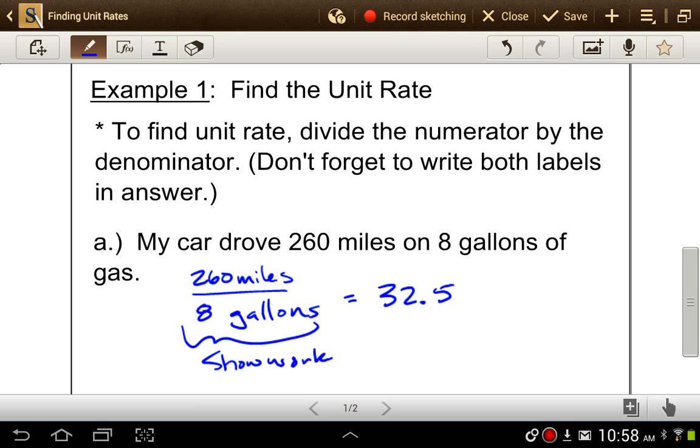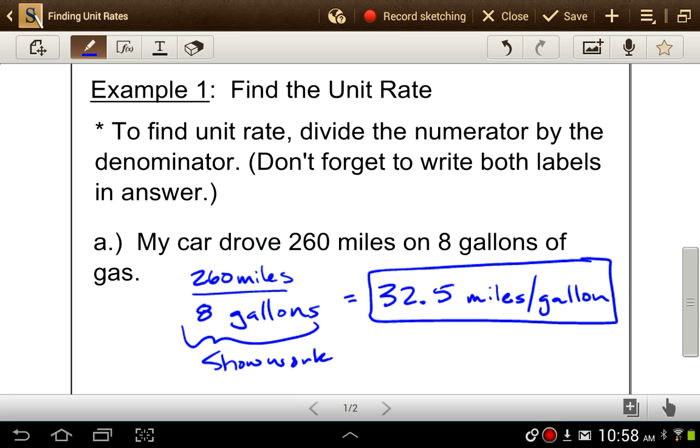And then your labels, don't forget your labels. What I do, miles divided by gallons. So 32.5 miles per gallon, or MPG is also fine. And that's it. So show your work, divide in your calculator, write your answer. Notice miles is in the numerator, gallons is in the denominator, so miles is first in the numerator, per, gallons. Okay, if you need to pause, go ahead, otherwise I'm moving on to the next page.